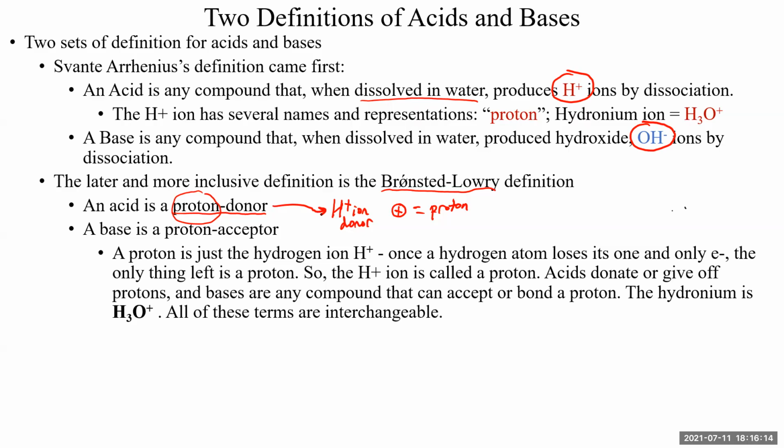Now, the base definition is broader because it doesn't just say hydroxide ions. A base is a proton acceptor. Anything that accepts a proton by the Bronsted-Lowry definition can be considered a base. Now, this opens up the field to a lot more than just hydroxide ion containing compounds. For example, water, by this definition, can also act as a base. Water can be a basic compound because water can accept a proton and become hydronium ion.